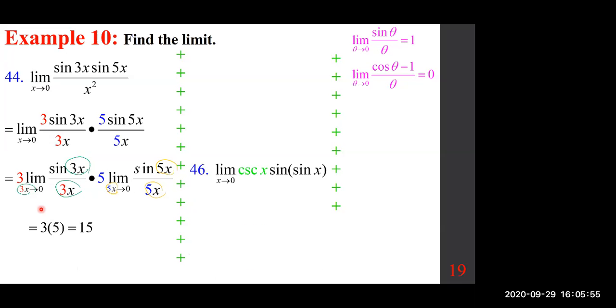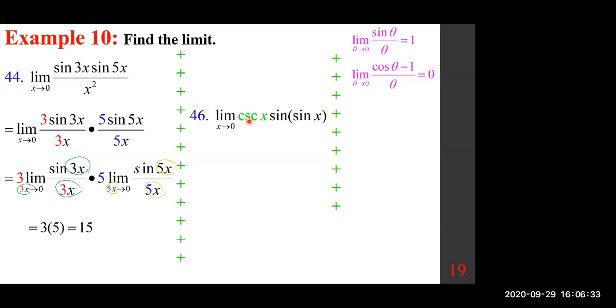Okay, class. Here's the next one. You want to find the limit of cosecant x times sine of sine x as x approaches 0. And by the way, class, it's important to see that this is sine of sine x, sine of 0 is 0, sine of 0 is 0. So this part is 0, this is cosecant. So in other words, you get cosecant 0 times sine 0. Sine 0 is 0, but cosecant is 1 over sine and it approaches infinity.